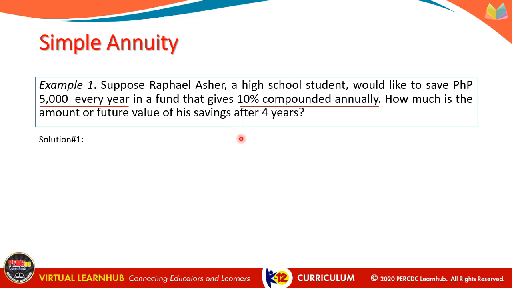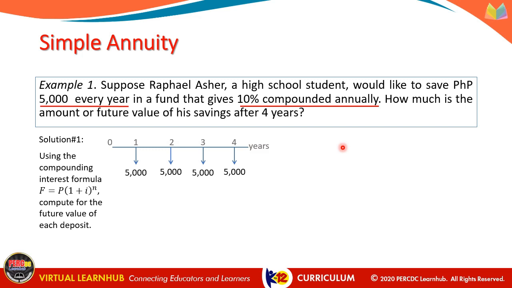We are going to show two solutions for this example. And for solution number 1, we're going to draw a cash flow diagram, okay, to see what's happening with his savings. At the end of the first year, Rafael Asher will deposit 5,000 pesos in his account. And at the end of the second year, he will again deposit another 5,000. At the end of the third year, he will deposit another 5,000. And on the fourth year, he will deposit another 5,000 pesos.